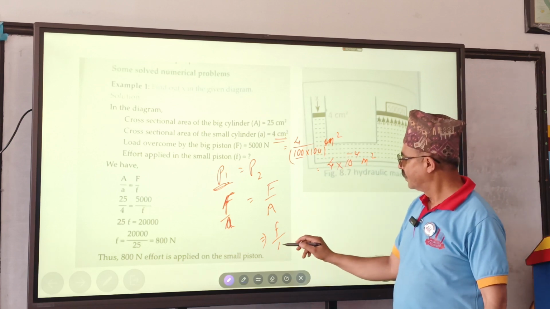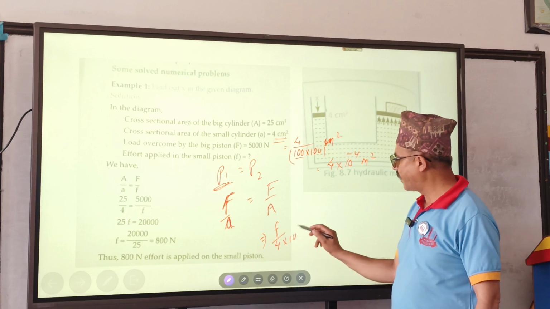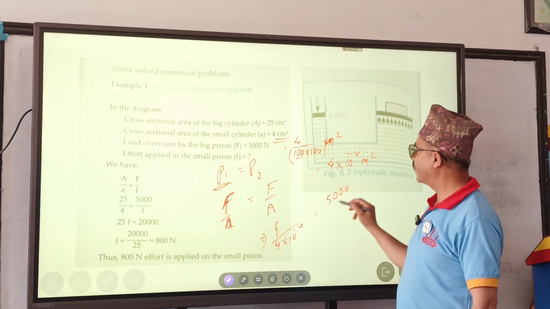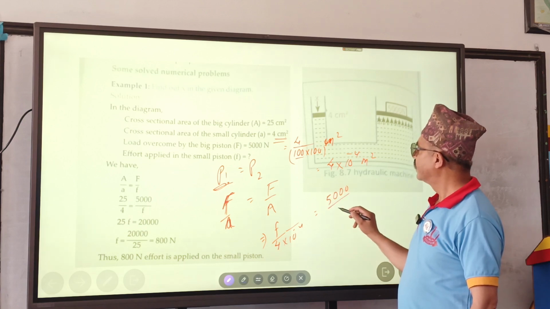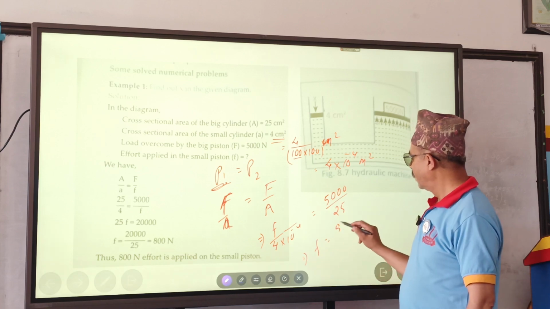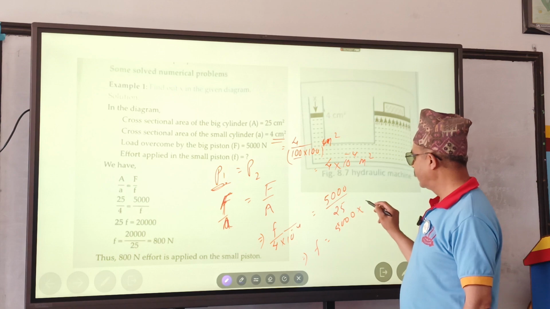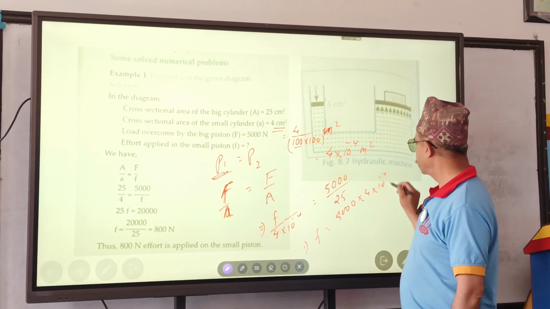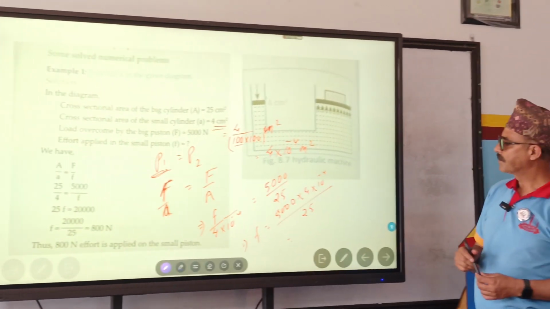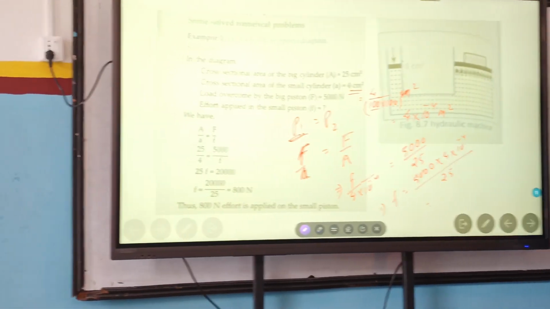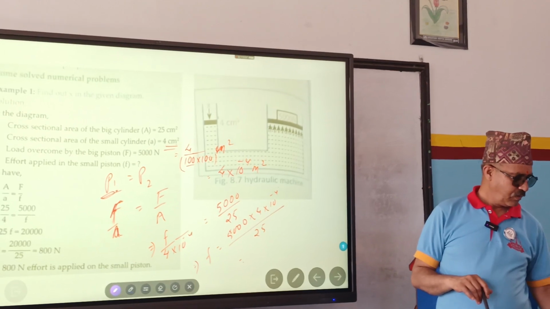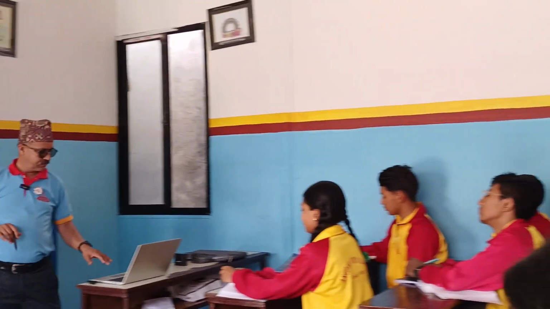Then you put the value: 4 multiplied by 10 to the power minus 4 equals F over 5000 by 25. Now here F equals 5000 multiplied by 4 times 10 to the power minus 4 divided by 25. Okay, students, will you try, how much does it come? Where's your calculator?